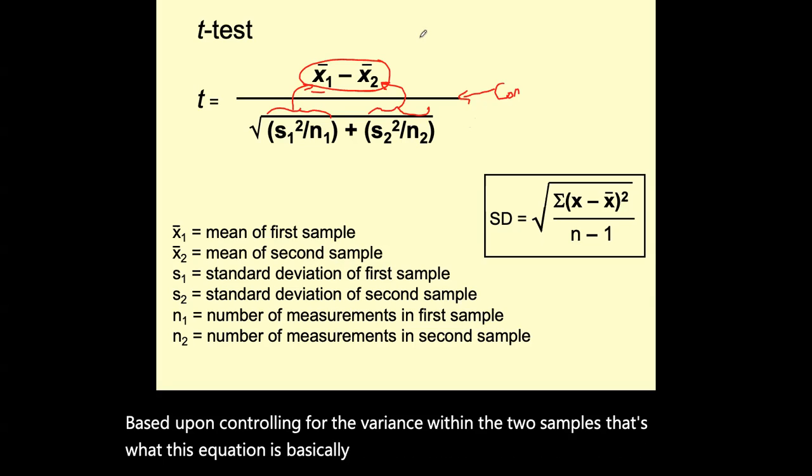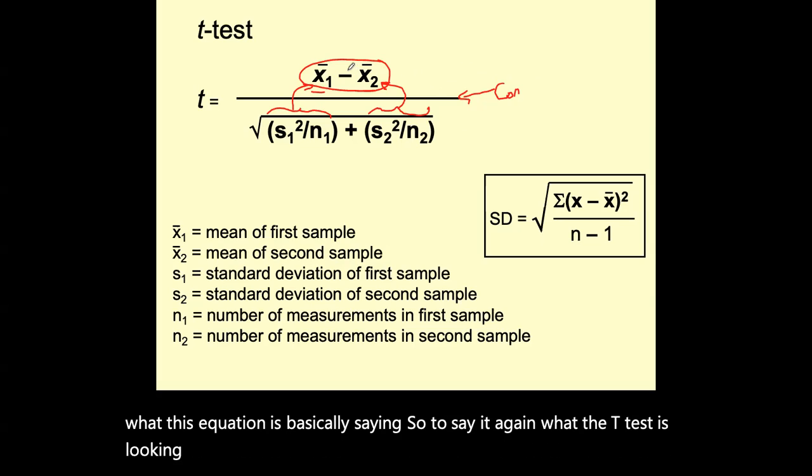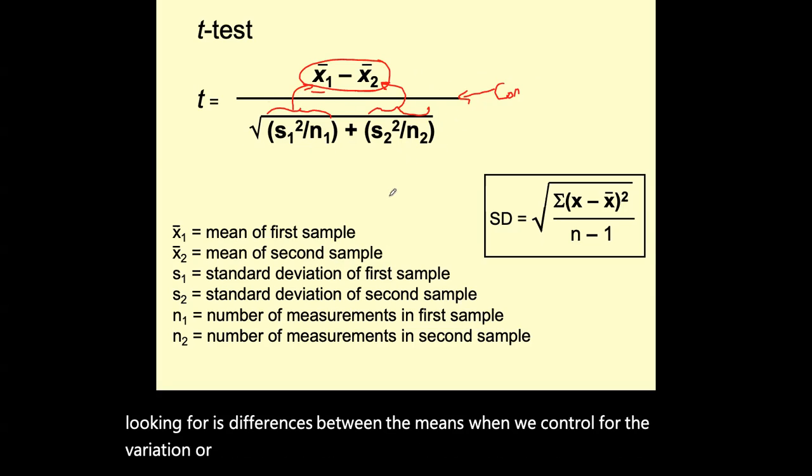So to say it again, what the t-test is looking for is differences between the means when we control for the variation or the standard deviations. That's what a t-test really means, okay?